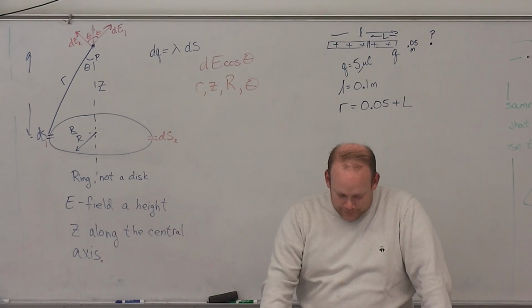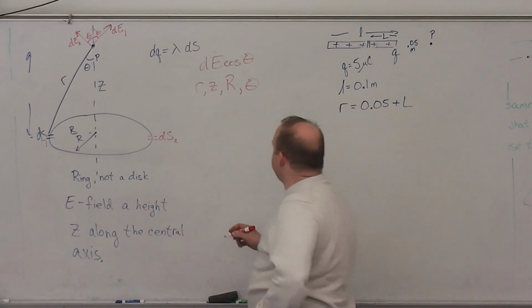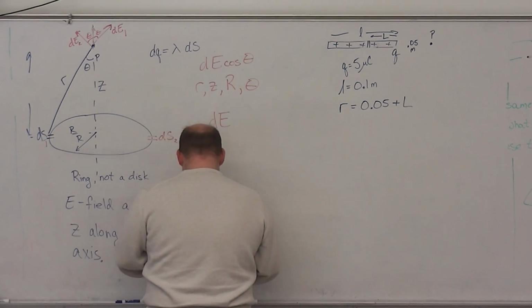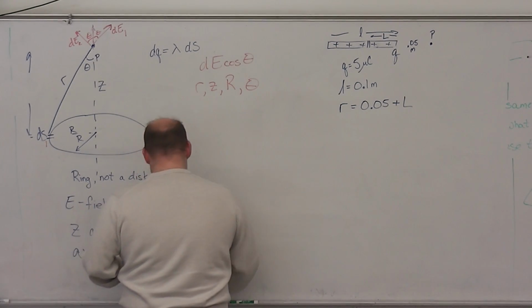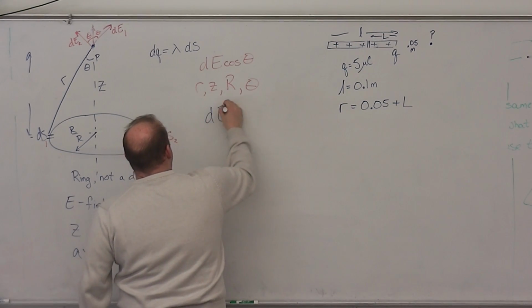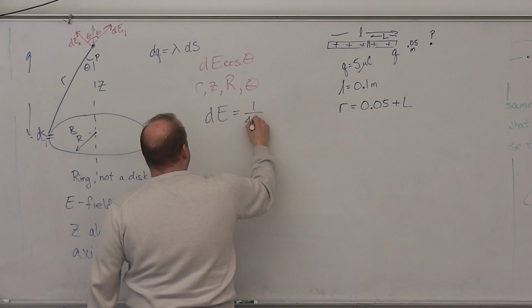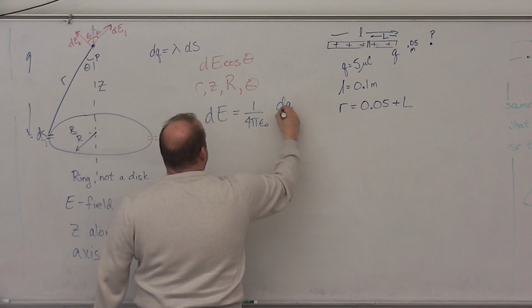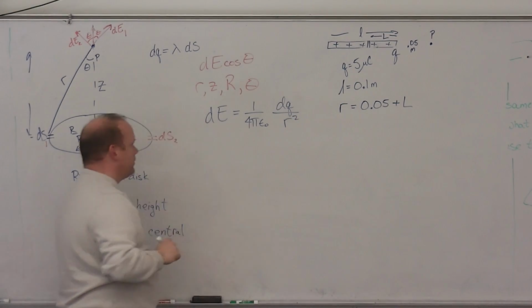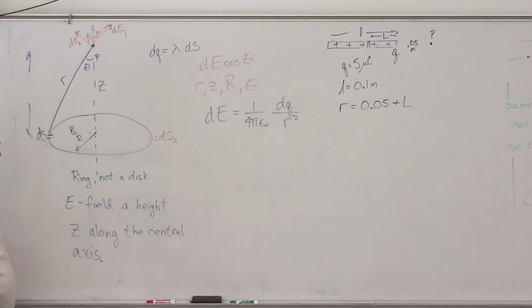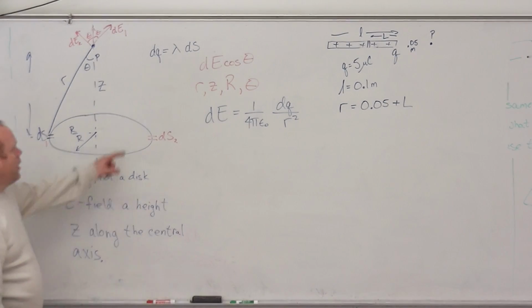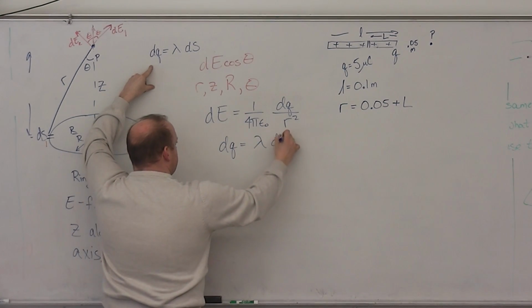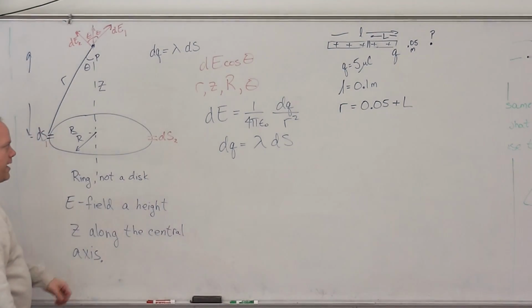So now, I set this up. dE is equal to 1 over 4 pi epsilon naught dQ over r squared, just as we had before. We know that dQ equals lambda ds.